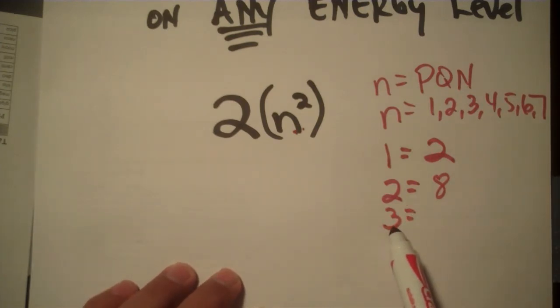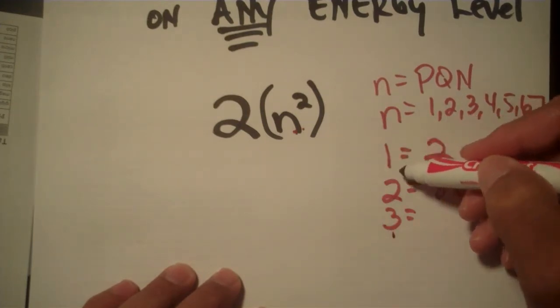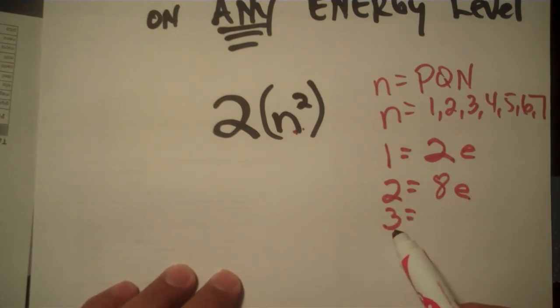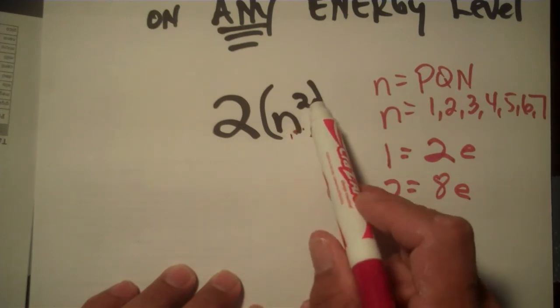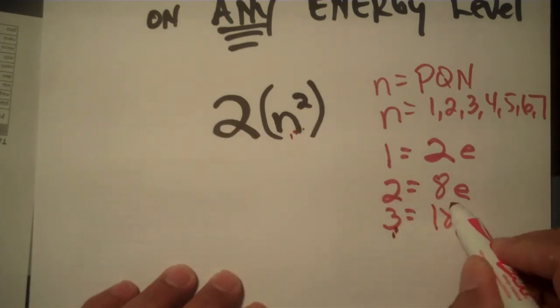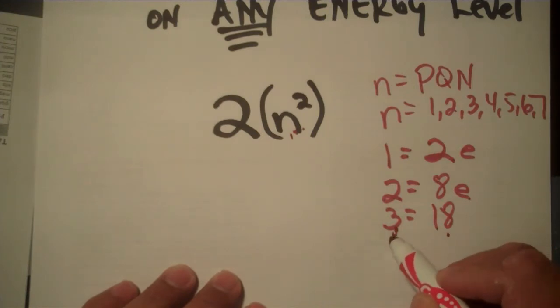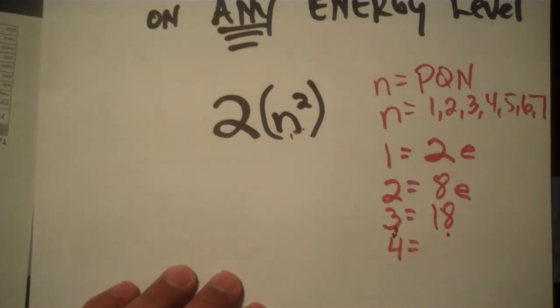If we go to our third energy level, I'll put a little e here for electrons. These are the energy levels. If we go to our third energy level, the maximum number of electrons, put 3 in for n, 3 squared, 3 times 3 is 9, times 2 is 18. So the maximum number of electrons on the third energy level is 18. If we go to our fourth energy level, and we put 4 in for n, 4 squared is 4 times 4 is 16. 16 times 2 is 32.